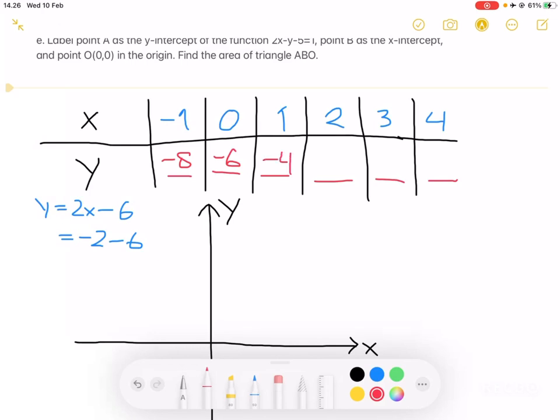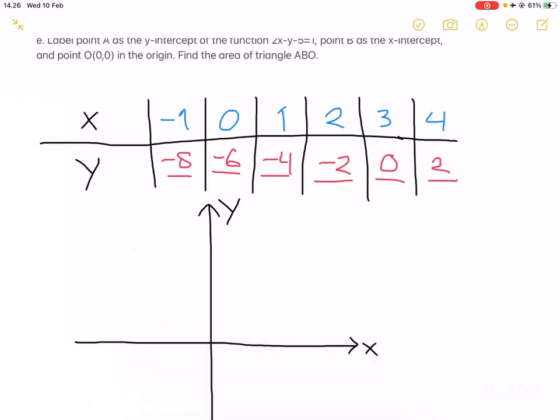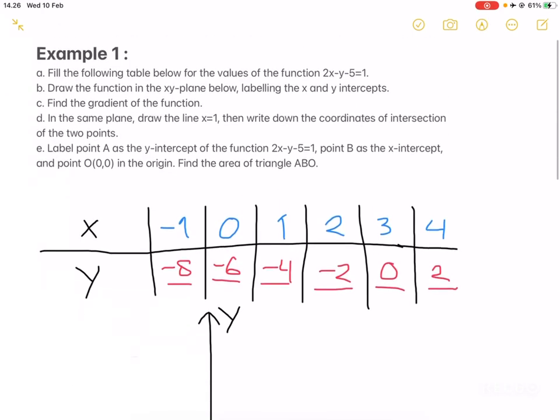And perhaps you can just fill the rest of this table, or you can test some inputs of x. However, I'm just going to write this right here. So it will look something like this. So we're done with part A. For part B, we need to draw the function, and then we need to label the x and y intercepts.